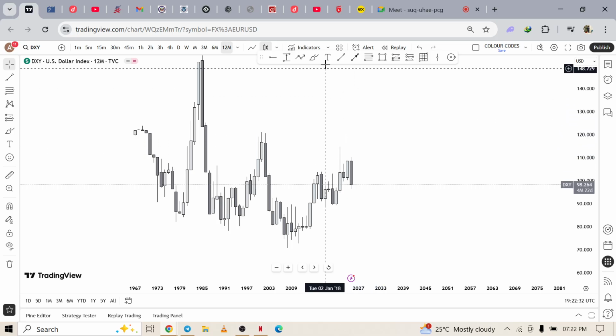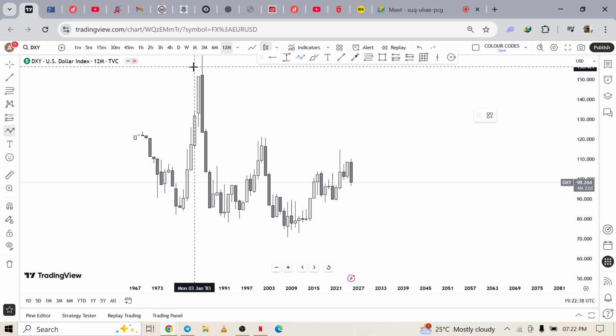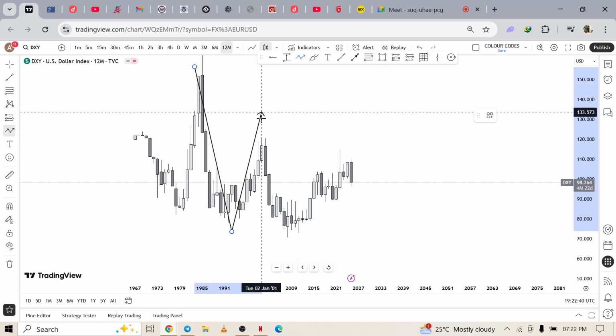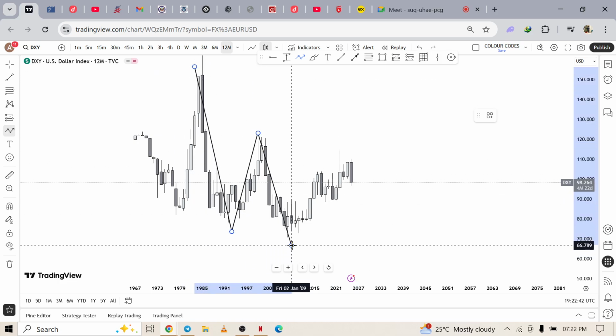So you can see on a DXY, we are going back to the basic stuff. What price action is this, or what type of market is that? It's a bearish market. We have a lower low, a lower high, a lower low.